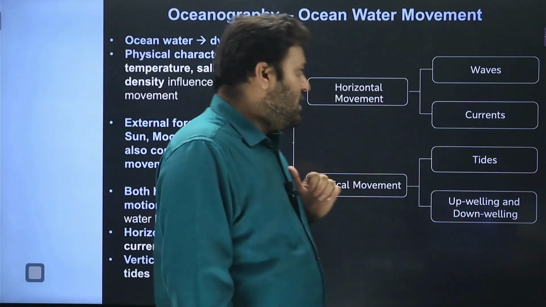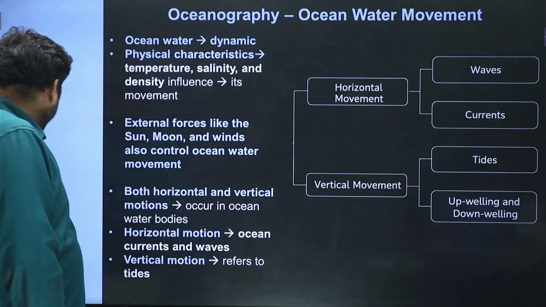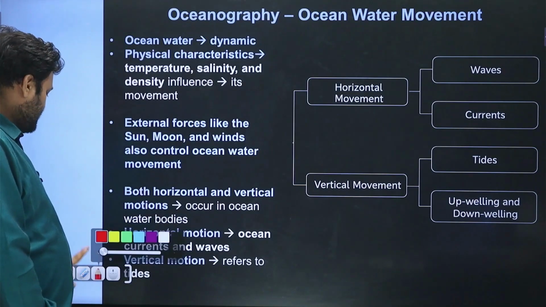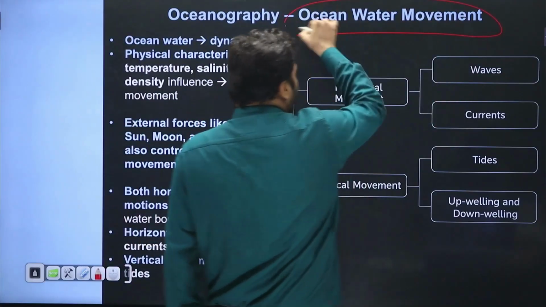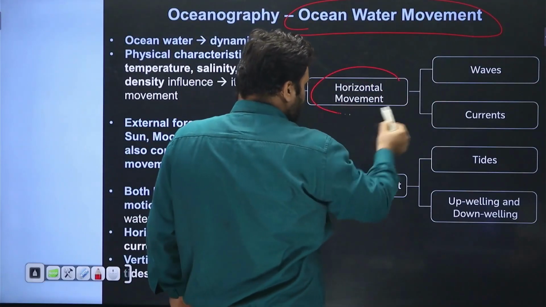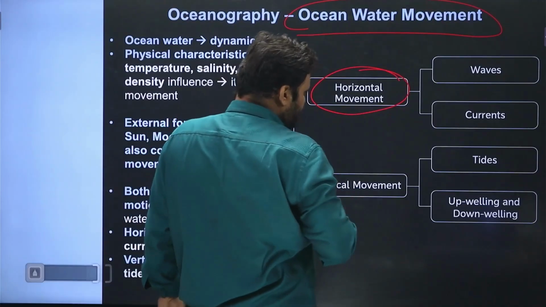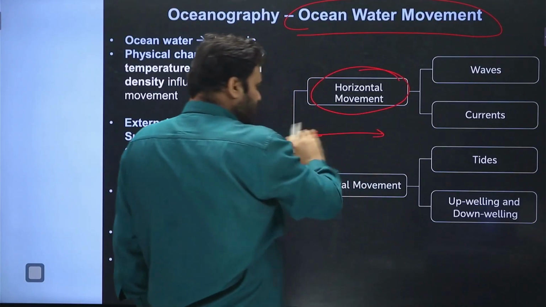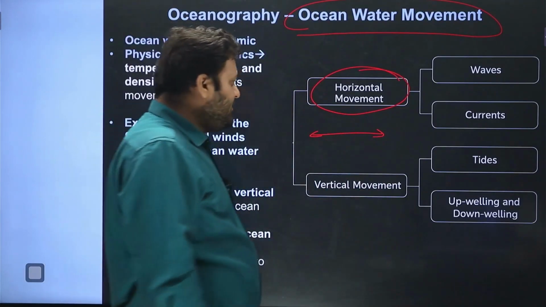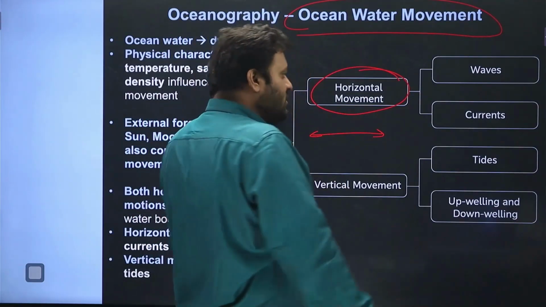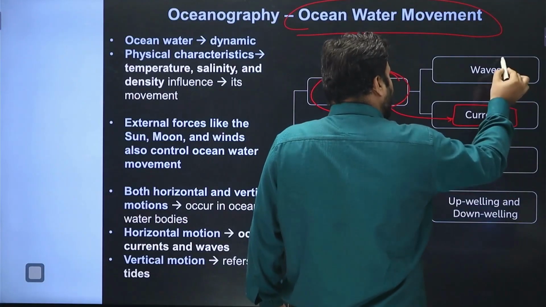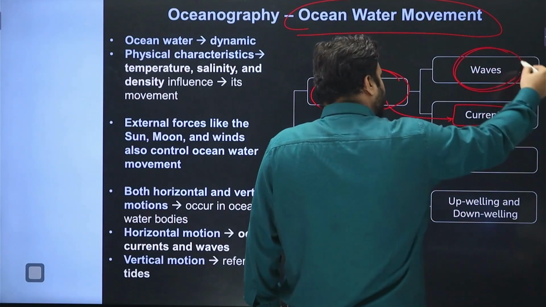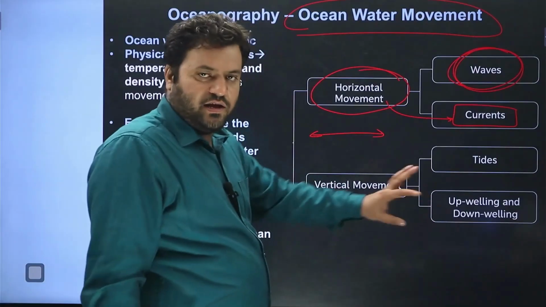Now, if we talk about this ocean water movement, there are two ways in which the ocean water could move. First we can have a horizontal movement. Horizontal movement means we have a movement throughout the surface area. That movement is referred to with respect to the currents. And with respect to waves, we have to cover waves. We'll see in a while.